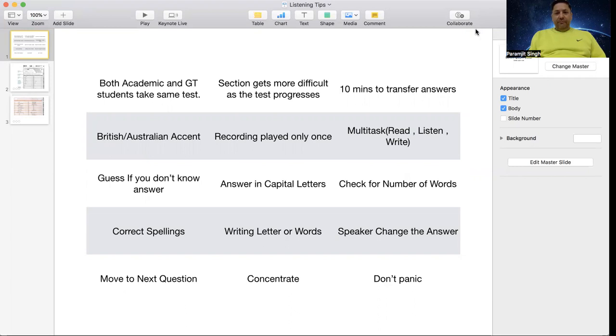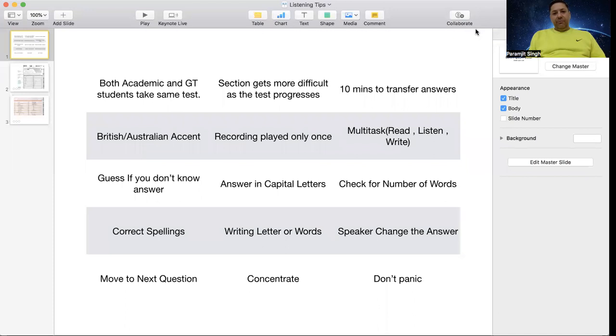But if you're giving a computer-based test, then no extra 10 minutes is provided for transferring your answers, because in a computer-based test, the answers are in front of you. You are only given 2 minutes extra on a computer-based IELTS test in the listening section. So this is the difference between your paper-based and computer-based listening test.